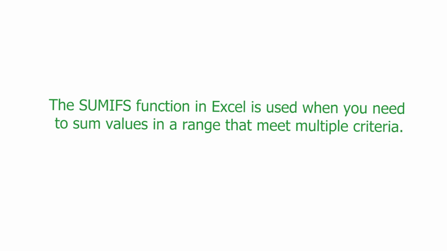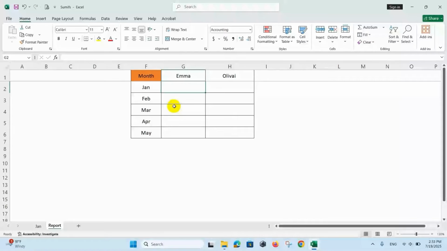When do we use SUMIFS function? The SUMIFS function in Excel is used when you need to sum values in a range that meet multiple criteria. In this example, I would sum all the laptops sold by Emma.